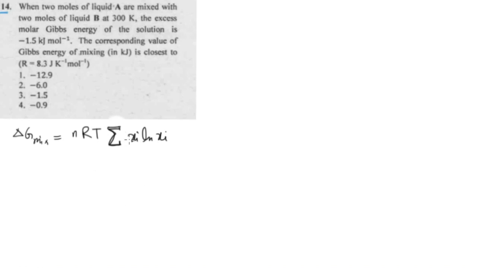X is the mole fraction. A mole fraction is the number of moles divided by the total number of moles. Both of the liquids are 2 moles, so xi will be equal to 2 upon 4, because the total moles will be 2 plus 2, which is 4. The total number of moles n will be 4. So that will be 4 RT, and in the bracket I'll write 2 by 4 ln 2 by 4 plus 2 by 4 ln 2 by 4.